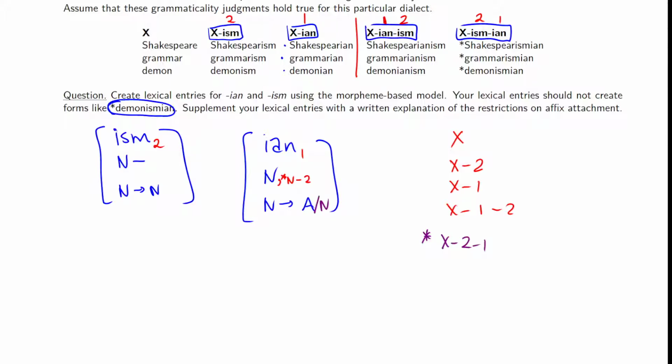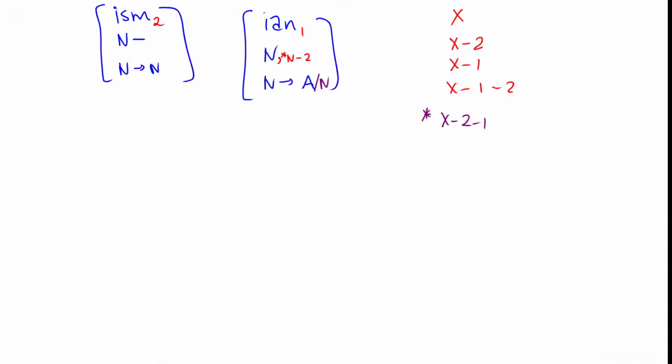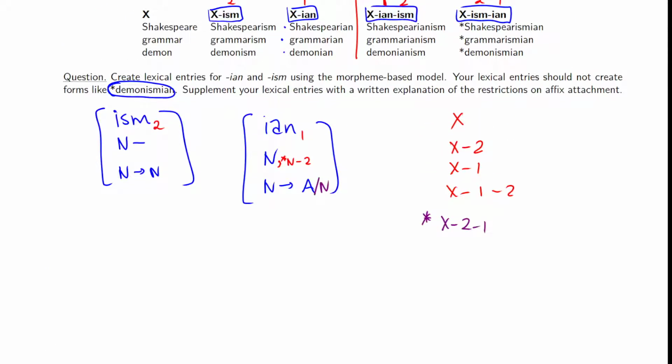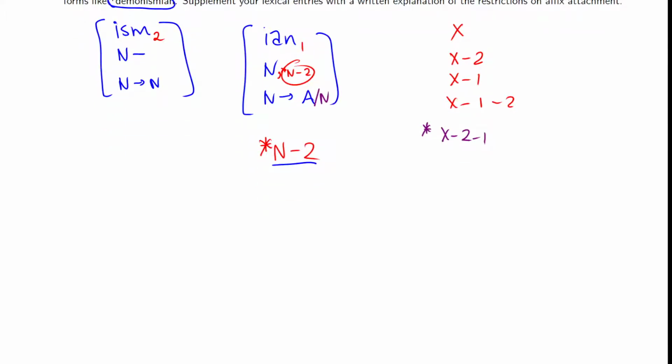But Ian, 1, cannot attach to something that is a noun with a 2 after it. Sorry, so we can attach Ian directly to a noun, but we cannot attach it to a noun with a class 2 affix already. So I've done this by saying star n2, which means it would be bad to attach to a noun with a second class on it already. So this is how you could do it.